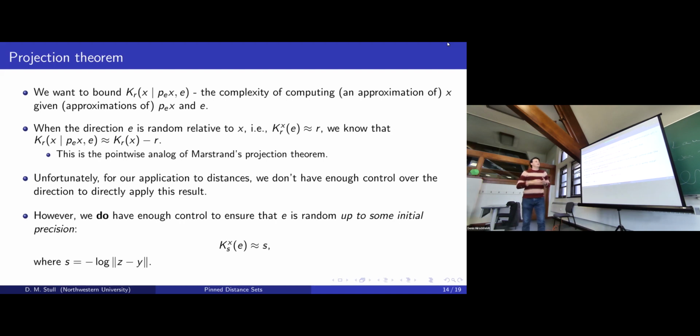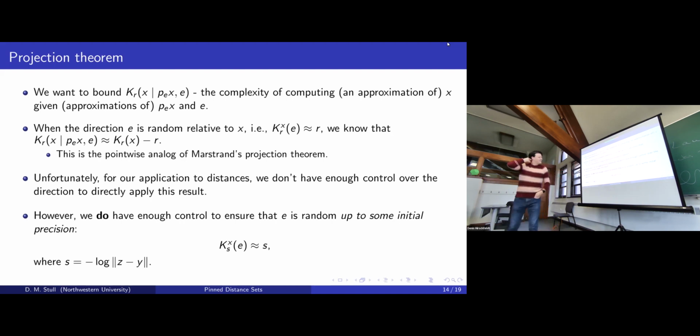We want to bound the complexity of computing an approximation of our point given its projection and given the direction. In other words, given the line, I want to know where X is on that line. How hard is it to compute X if I know the line that it's on?